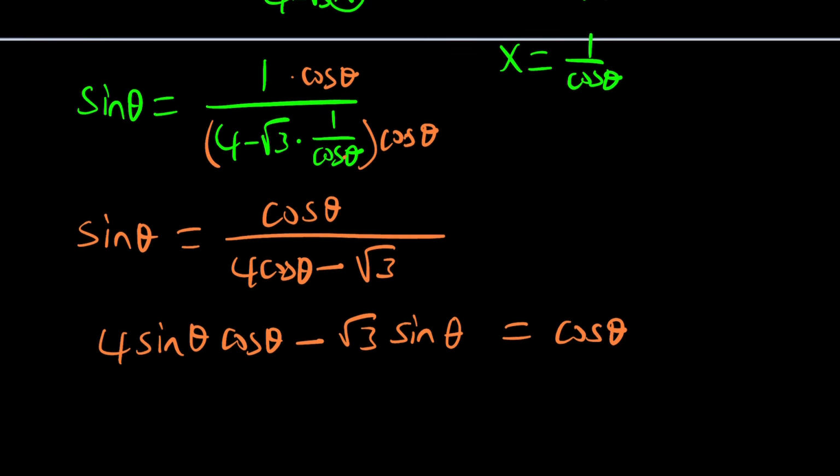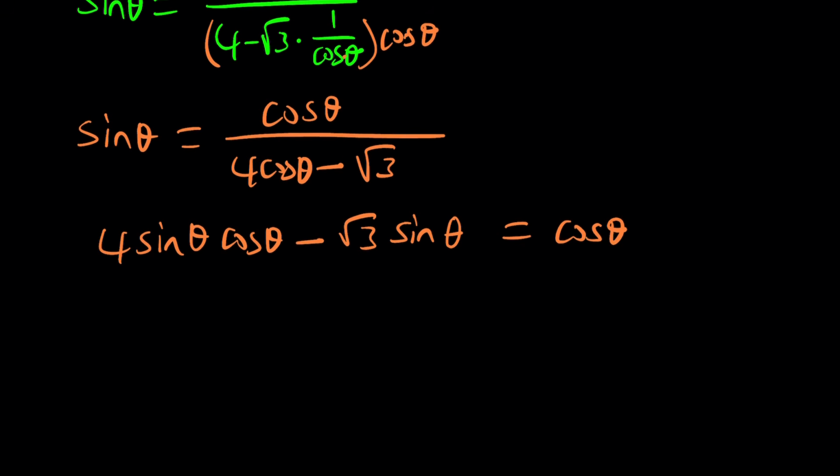First of all, here's what I'd like you to notice. We have a special expression here. If you are familiar with double angle formulas, you should know that sine of 2 theta can be written as 2 sine theta cosine theta. We also have a formula for cosine, but we don't use that here.